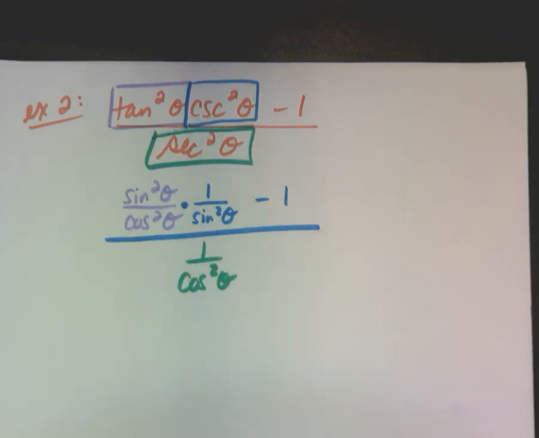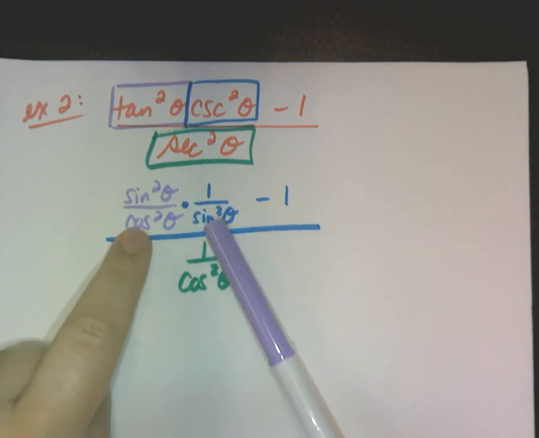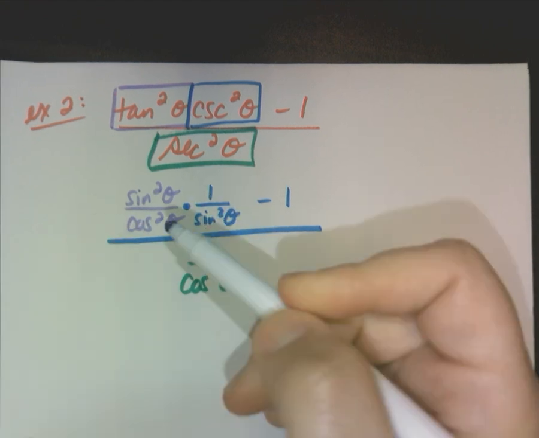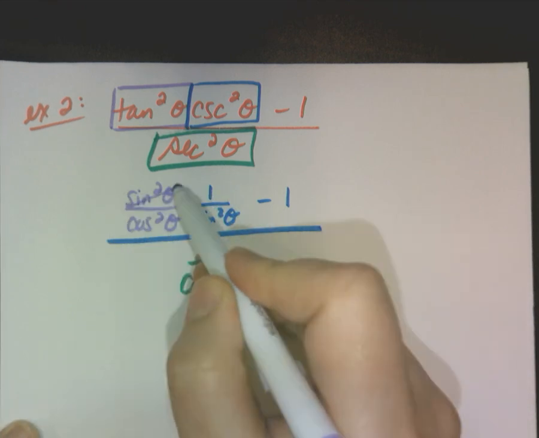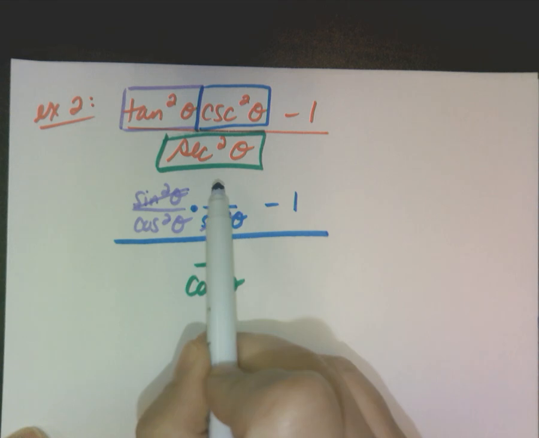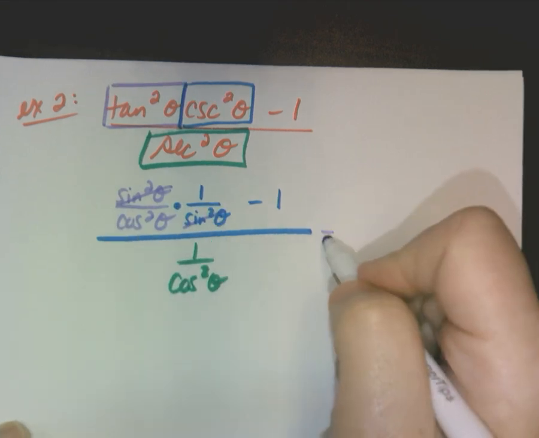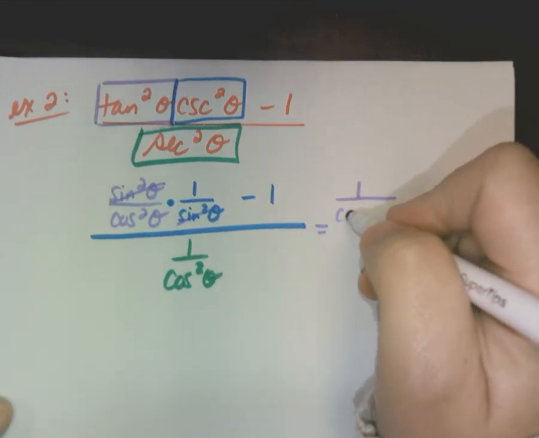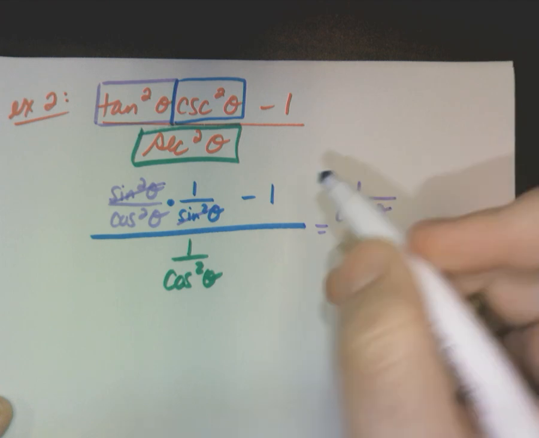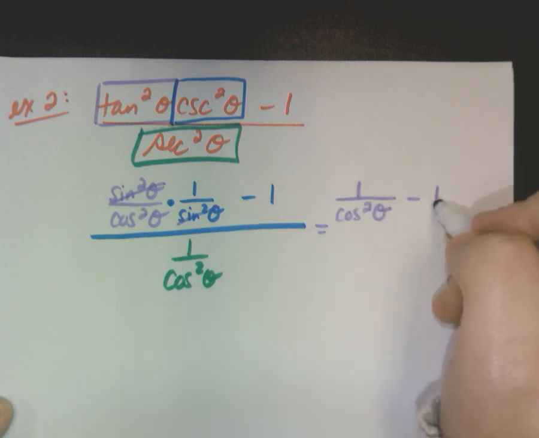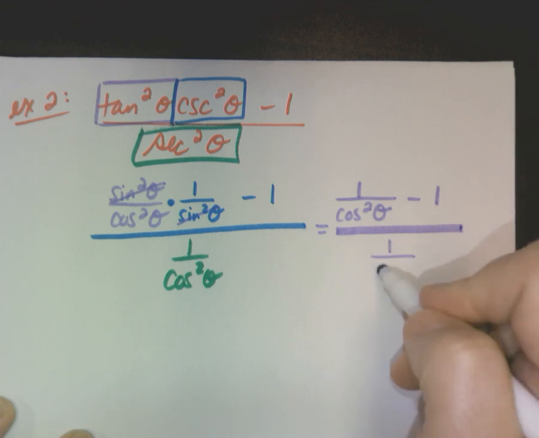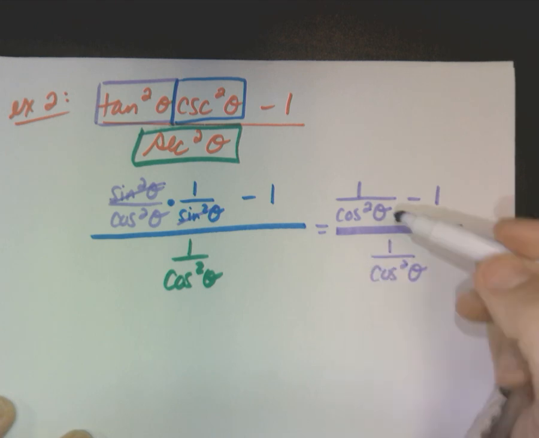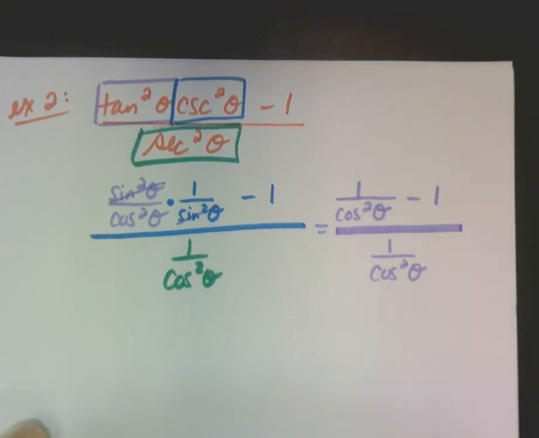Okay, now let's see if we can clean this up. Two fractions that you're multiplying together, you are allowed to cross cancel. If not, you'd have to multiply across. But this can cancel with that. So the one fraction you'd be left with right here is 1 over cosine squared theta. Then you still have minus 1, and it's still over 1 over cosine squared theta. Am I allowed to cancel those out right now?